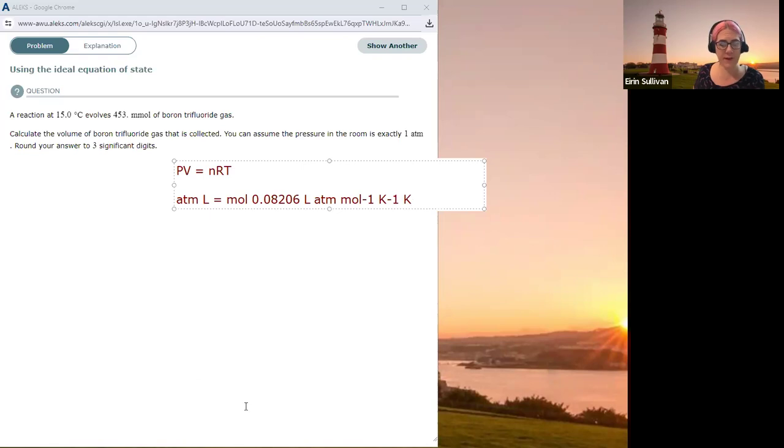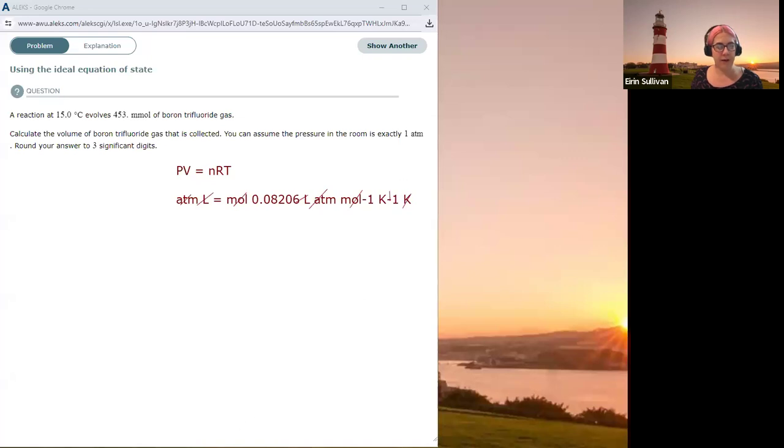So in terms of dimensional analysis, hopefully you guys can see that everything should cancel. Liters on both sides, atmospheres on both sides, moles and Kelvin. So we can check that we're using the right version of the gas constant by dimensional analysis.